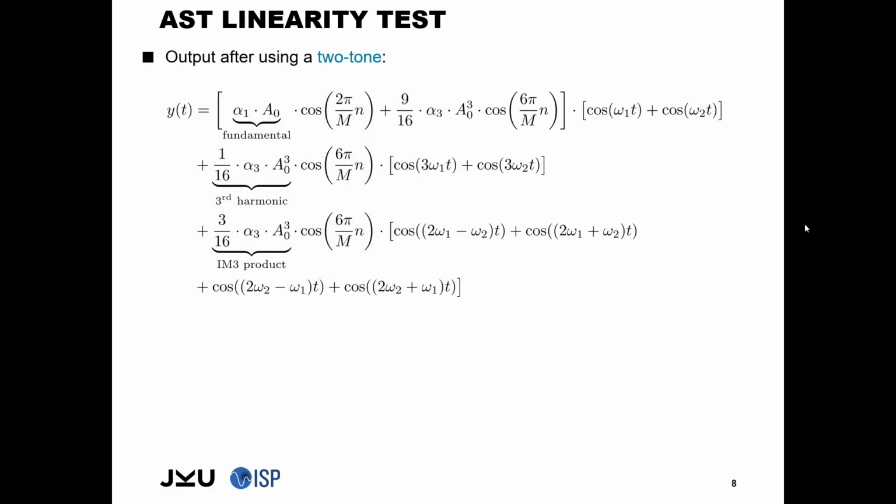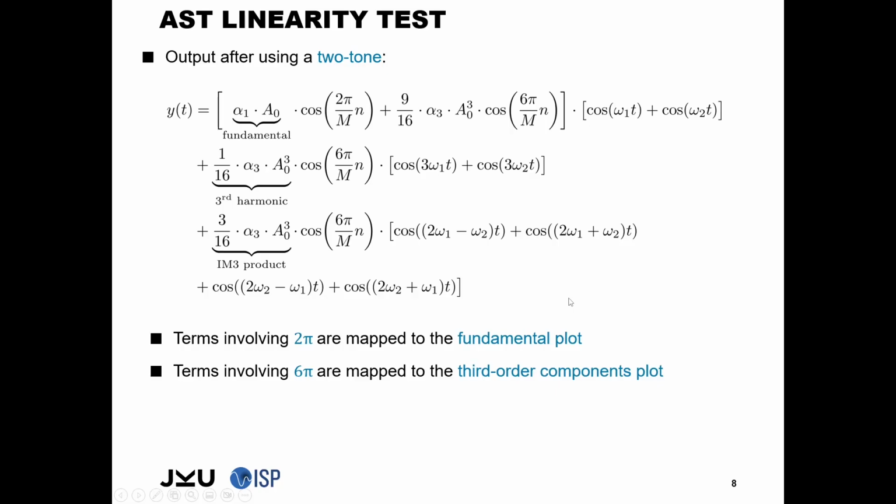Now, if we plug in the two-tone signal into the system with the sum, then we get this signal at the output. Now we can see that the fundamental is multiplied with the cosine with 2 pi in its index, and the third harmonic and IM3 product are multiplied with a cosine with 6 pi in its index. So the terms involving 2 pi are mapped to the fundamental plot, and the terms involving 6 pi are mapped to the third order components plot.